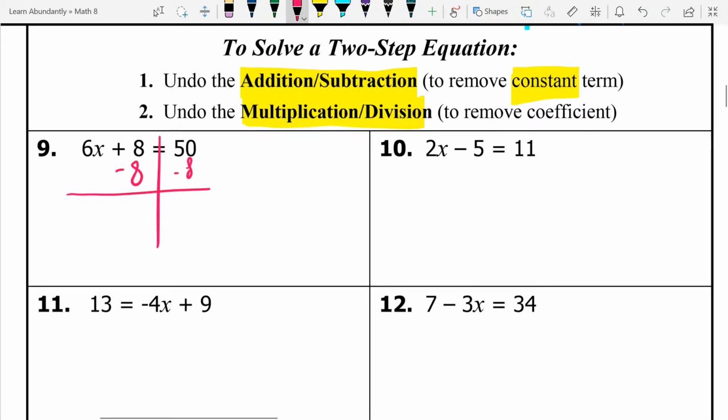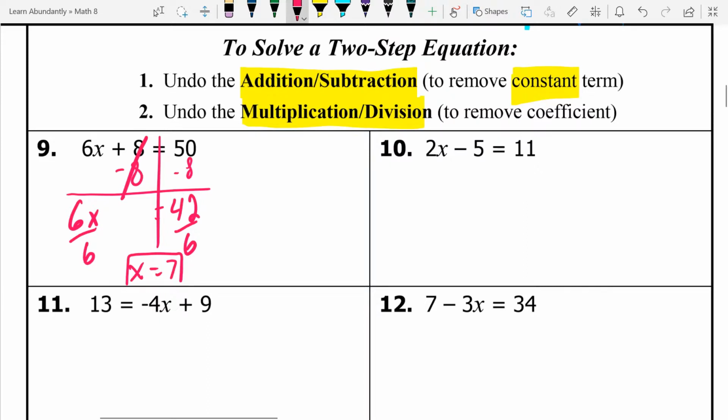When I subtract 8 from both sides, I have 6x left over because I didn't touch that part. It's still there. On the right-hand side, though, I get 42. Now, I want to get the x by itself, and it still has a 6 on it. What is that 6 doing? That 6 is multiplying. So now I'm going to do the opposite. I'm going to divide by 6. If I divide by 6 on both sides, I get x equals 7. Okay?